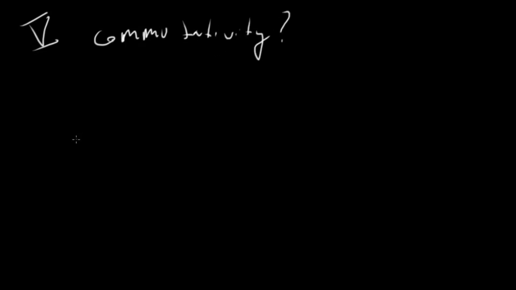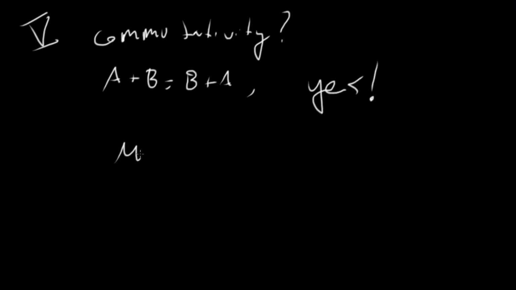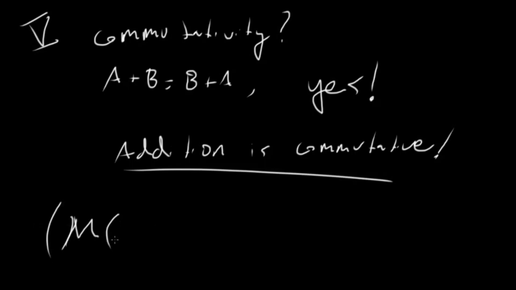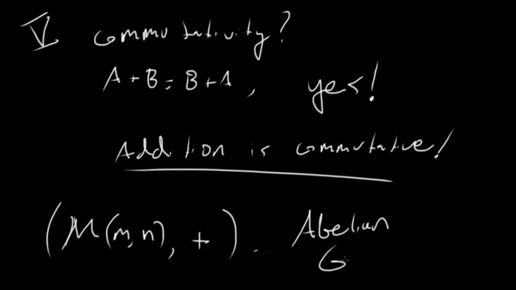Take a second. Yeah, A plus B is equal to B plus A. Addition is commutative, so all right, this is the set of m by n matrices and the operation addition. This is an abelian group. Cool.